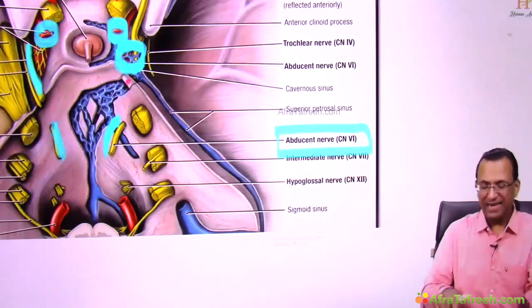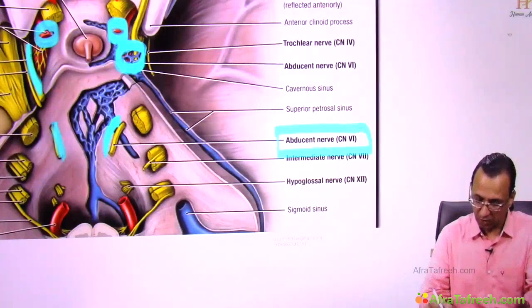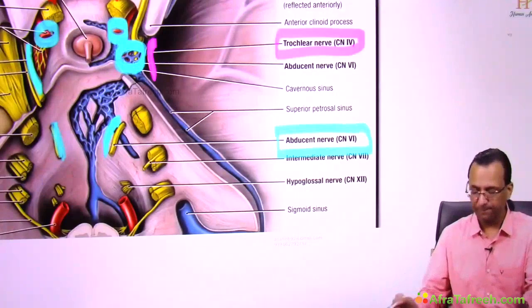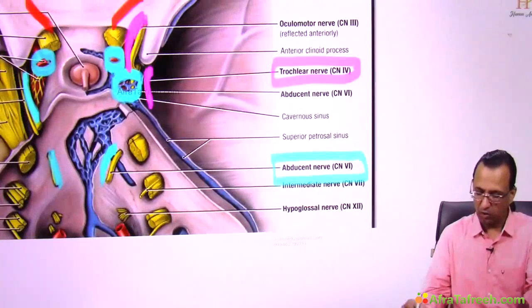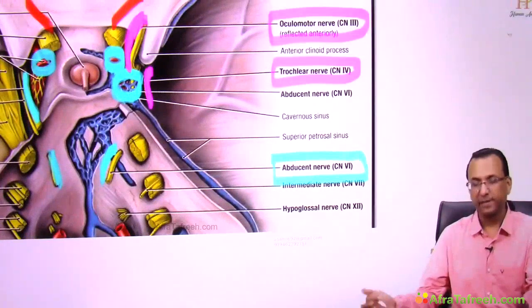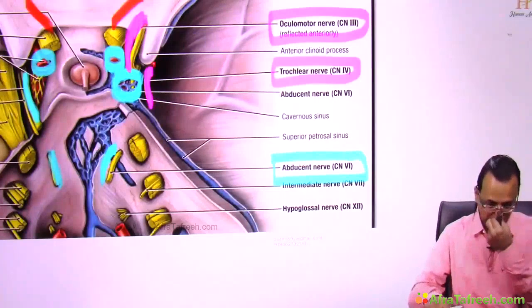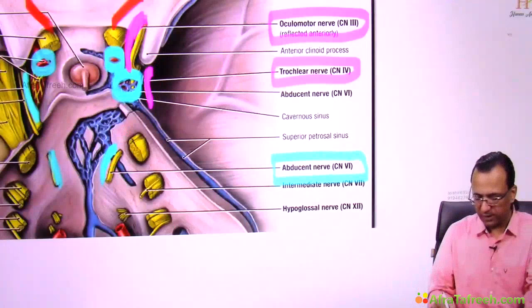Which is the lateral most? I told you, lateral most. Trochlear is lateral most. If trochlear is lateral most, which is the most medial? I told you, most medial is the oculomotor. So oculomotor is most medial, and trochlear is most lateral. And then abducent is somewhere in the middle. Who is this nerve here?